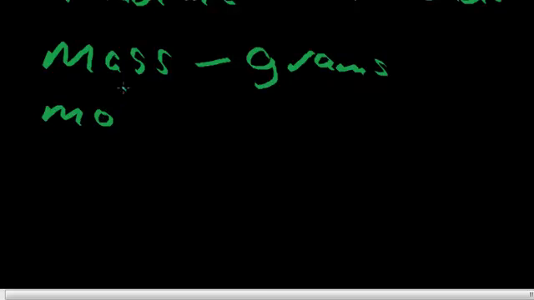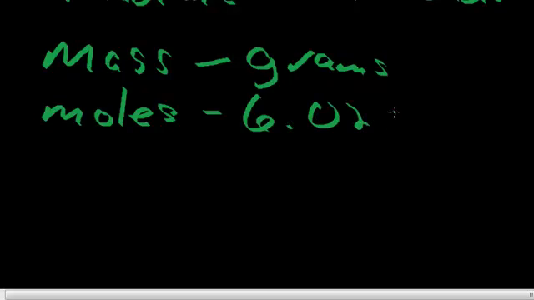We will also be dealing with moles. 1 mole is a very specific number. 1 mole of a substance is 6.02 times 10 to the 23rd of something. If you have a mole of eggs, you have 6.02 times 10 to the 23rd eggs. If you have a mole of atoms, which is what we may be dealing with here, you'll have 6.02 times 10 to the 23rd of those.